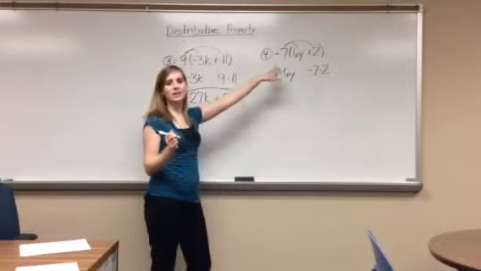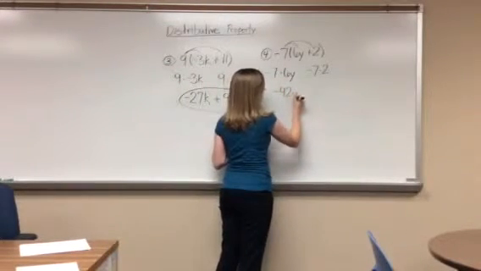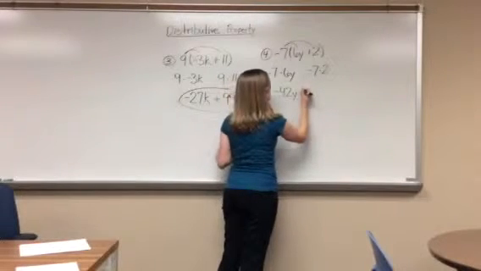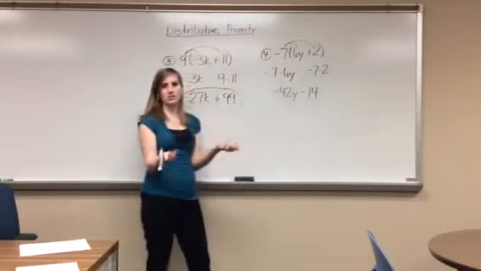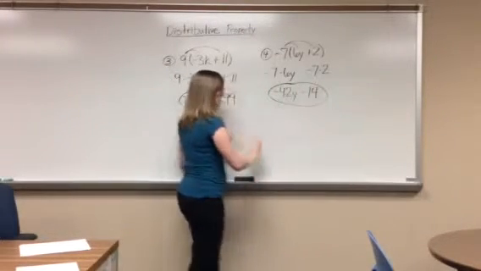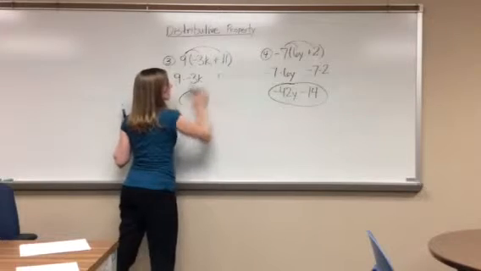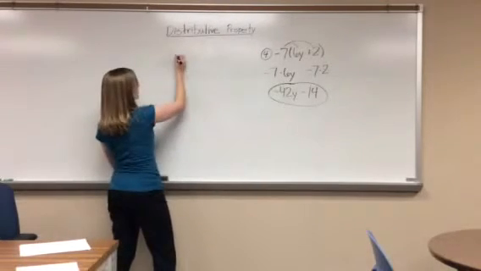So negative 7 times 6y is negative 42y. Negative 7 times 2 is negative 14. Remember, if it's negative, it just means it's a subtraction. This is my answer. I can't simplify that further because they are not like terms and it is not an equation, so I can't solve it.